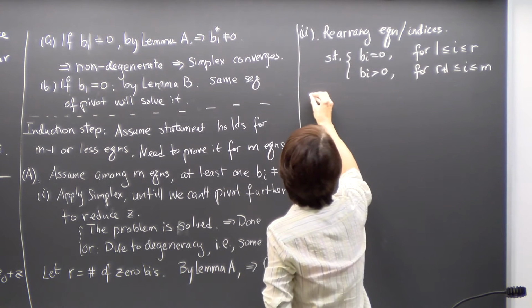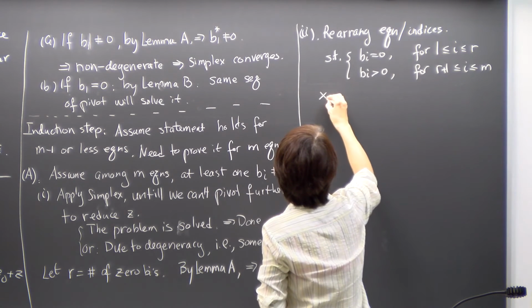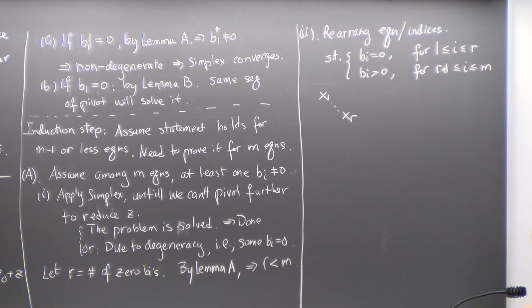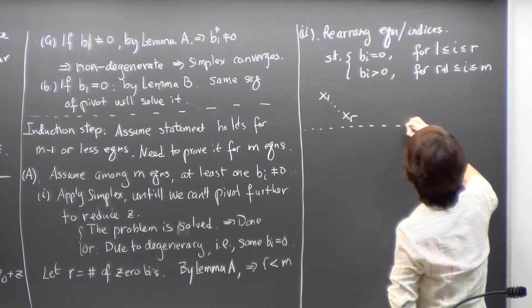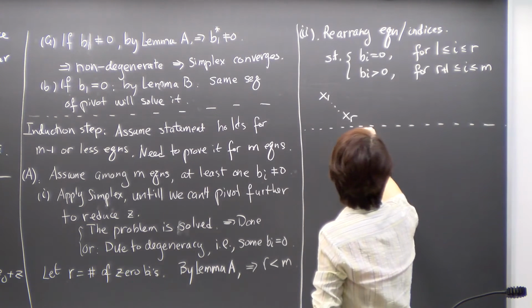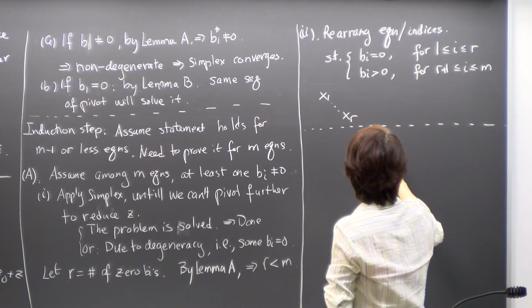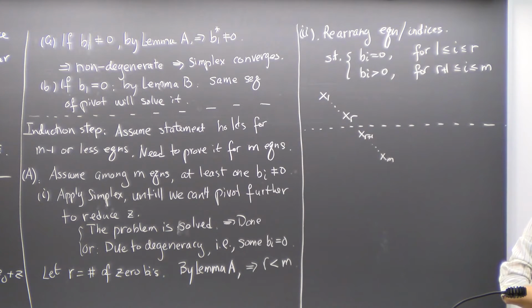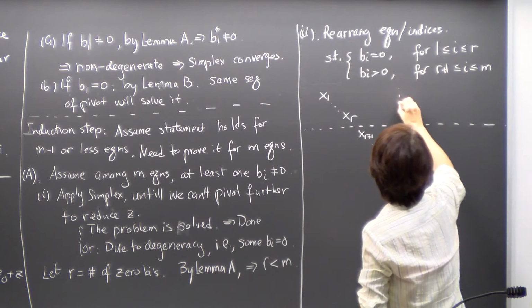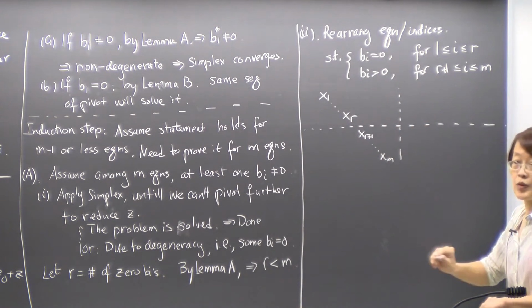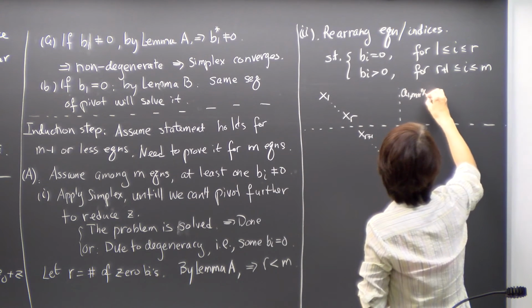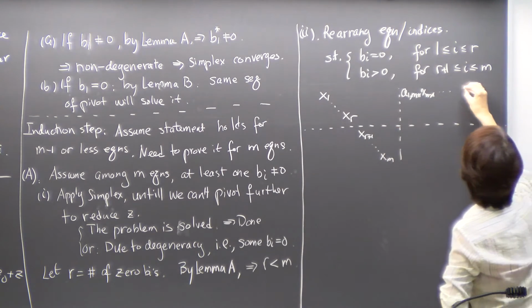So I have the following. I have x1 all the way to xr. Those are the equations with 0 on the right-hand side. So let me put a dotted line to separate it. Those will have 0 on the right-hand side. And then I have x(r+1) down to xm. Those will have non-zero on the right-hand side. And then I have the non-basic variables. There will be something here, a1(m+1) x(m+1). Those are not important in my argument.